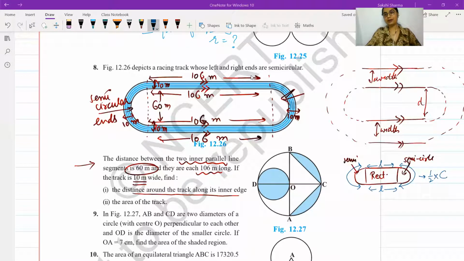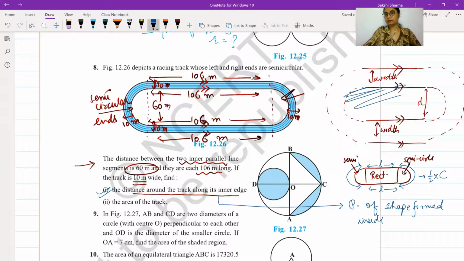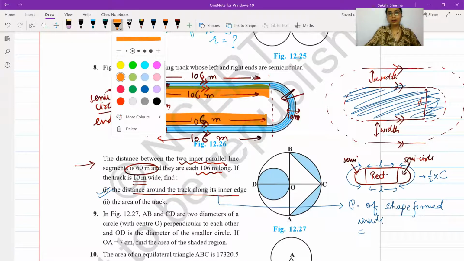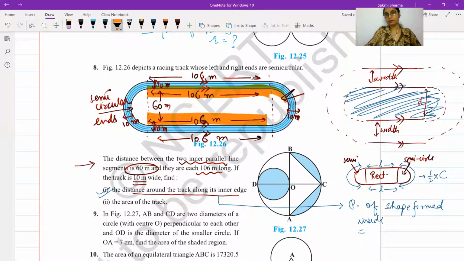In order to find out the answer for the first part, the distance around the track along its inner edge, we want to find out the perimeter of the shape formed inside. This one. You have to find out the perimeter of this shape, and this will be given by adding the lengths of the rectangle formed inside. So you will have the length 106, 106, and along with that you need to take the length of this curved boundary.